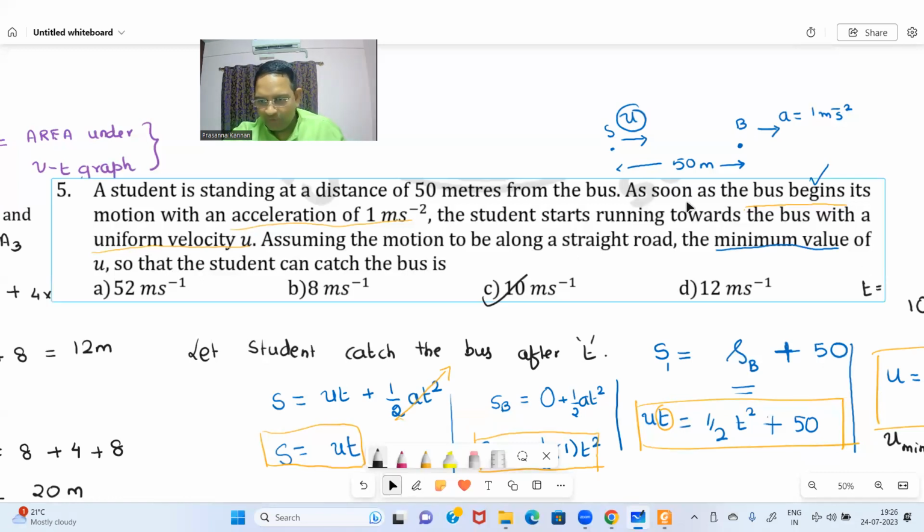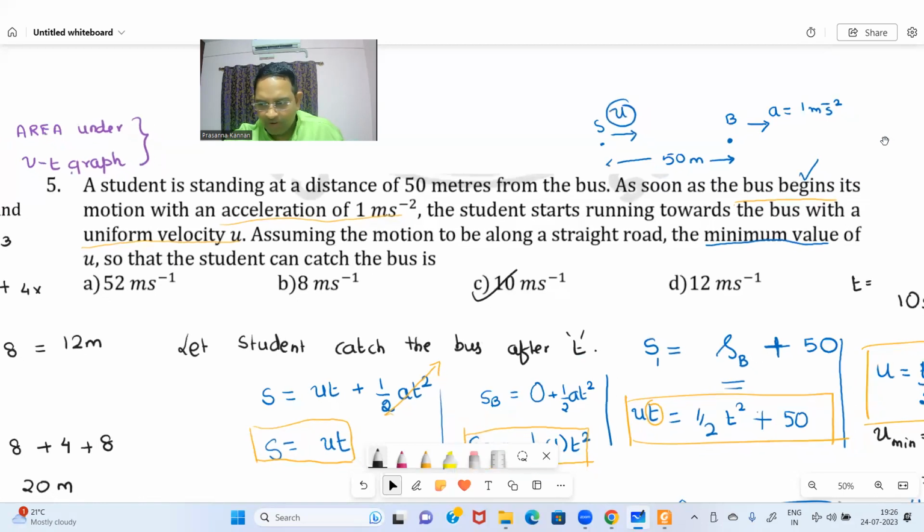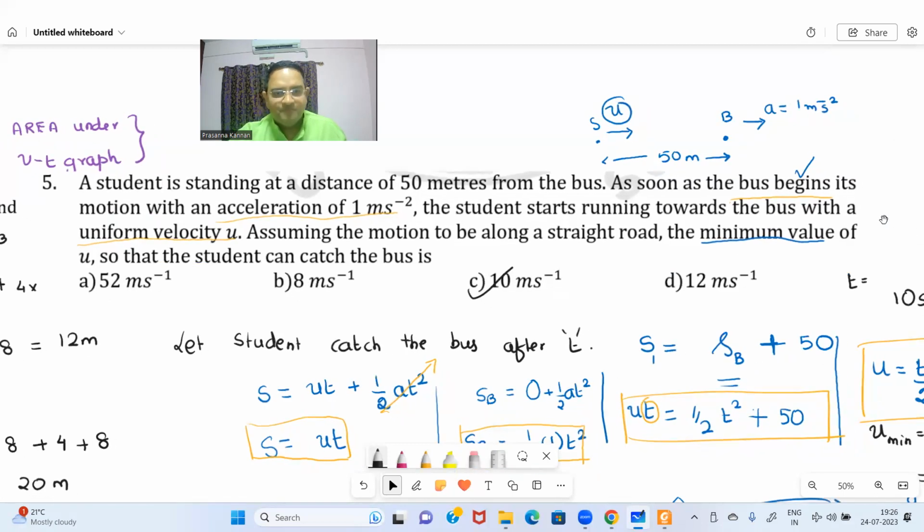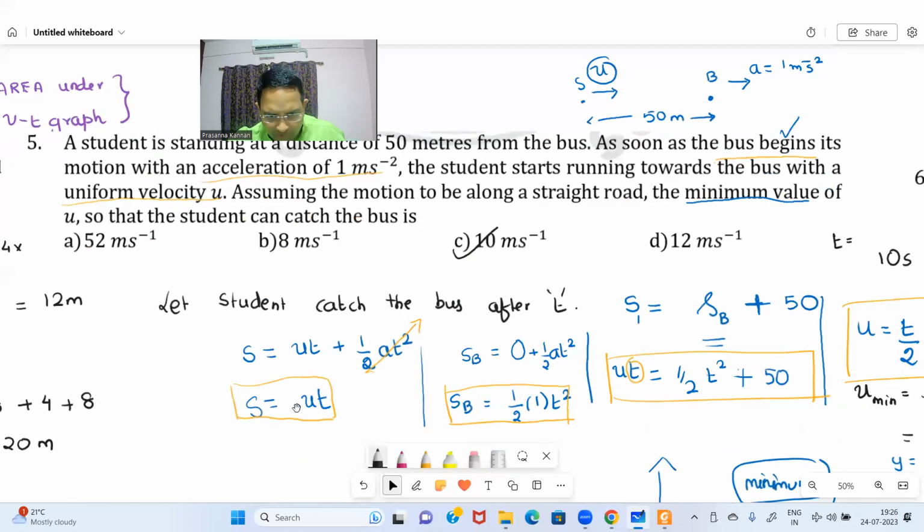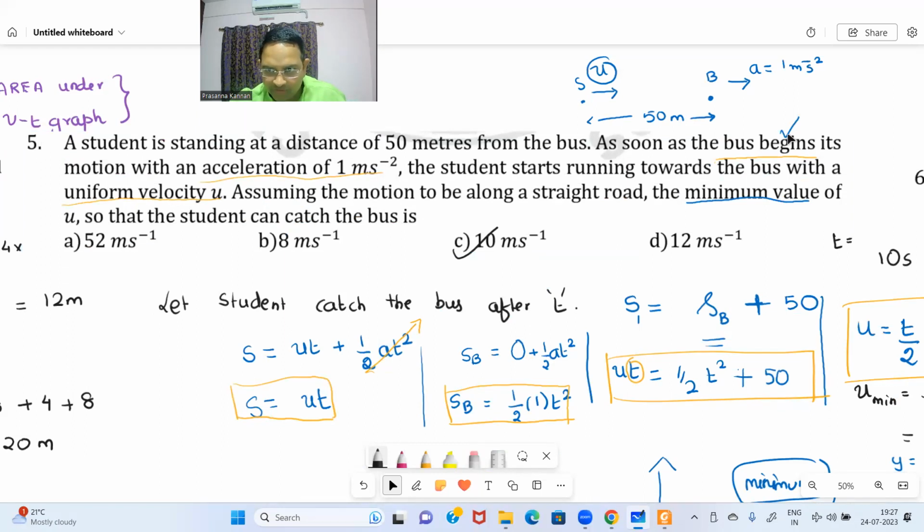Great students. Okay. So what did we do? A quick review. The student is traveling with constant velocity, so his displacement is going to be u into t. The bus is not traveling with constant velocity, it is accelerating from rest. The word begins gives you that information. So 0 plus half a t square. a is given to be 1 meter per second square, so you write 1 here. So S of the bus is t square by 2, S is equal to ut.